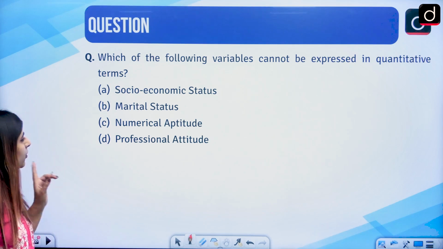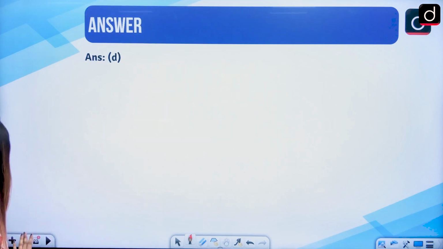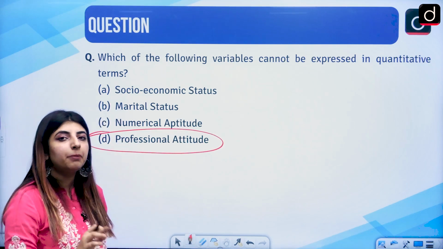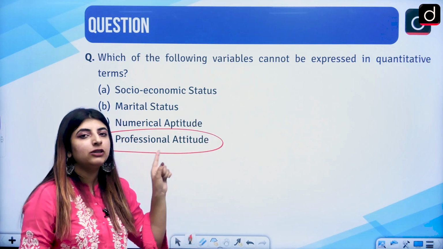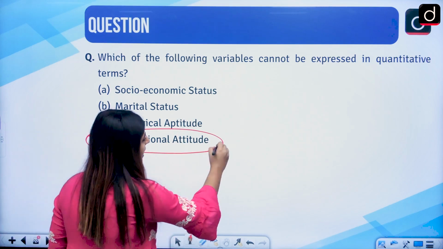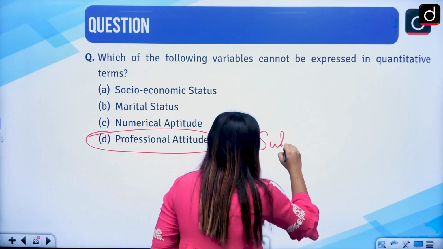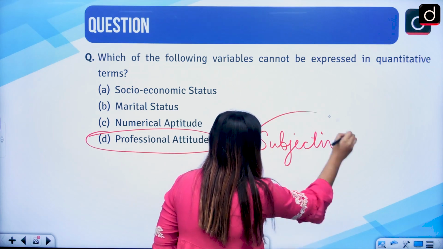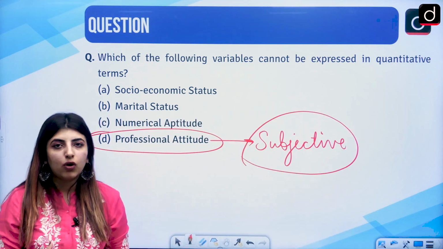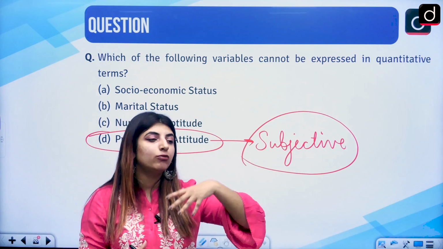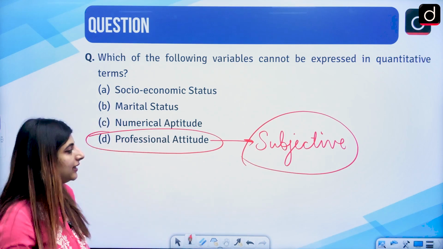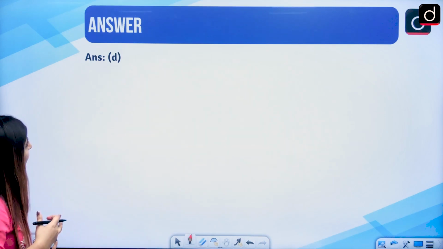Which of the following variables cannot be expressed in quantitative terms? The answer to this question is option D. Someone's professional attitude cannot be measured or expressed in quantitative terms because it is subjective in nature. Correct? The behavior that I have with my boss and the behavior that I have with my colleague, they are both different. So, it is subjective. It is my own choice based.